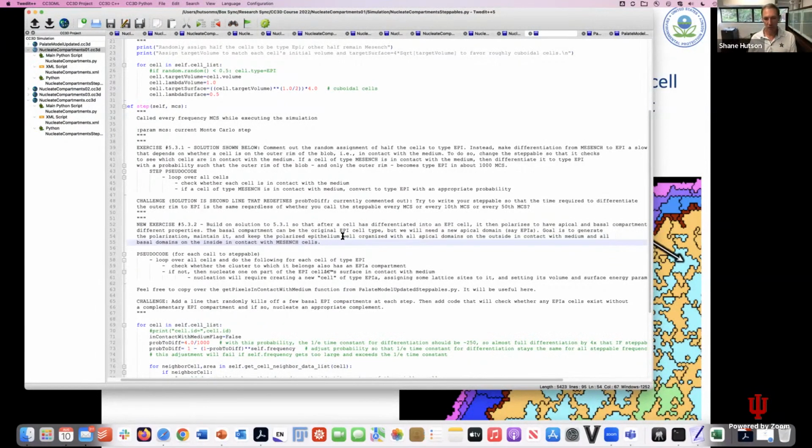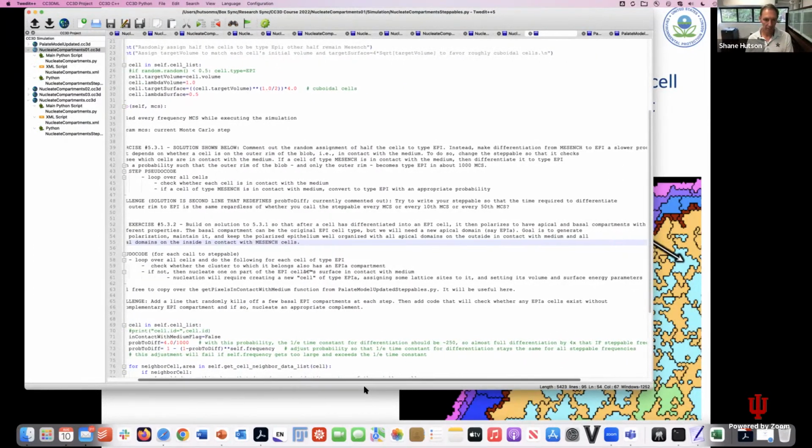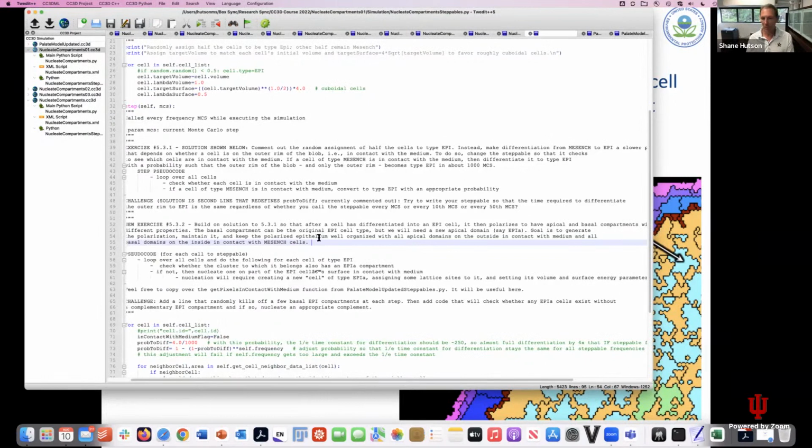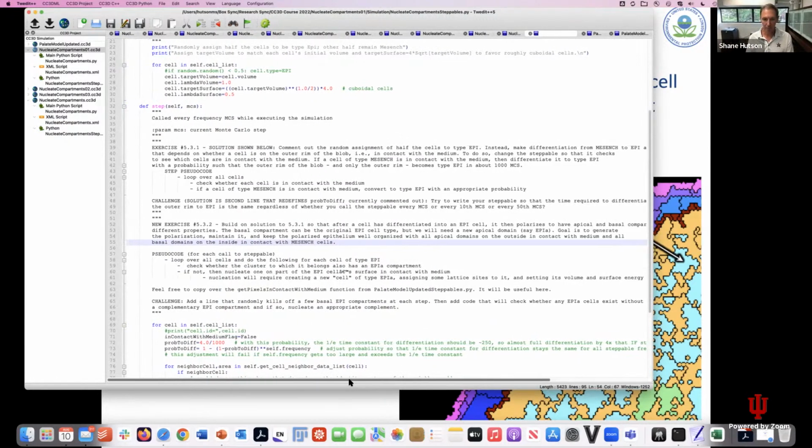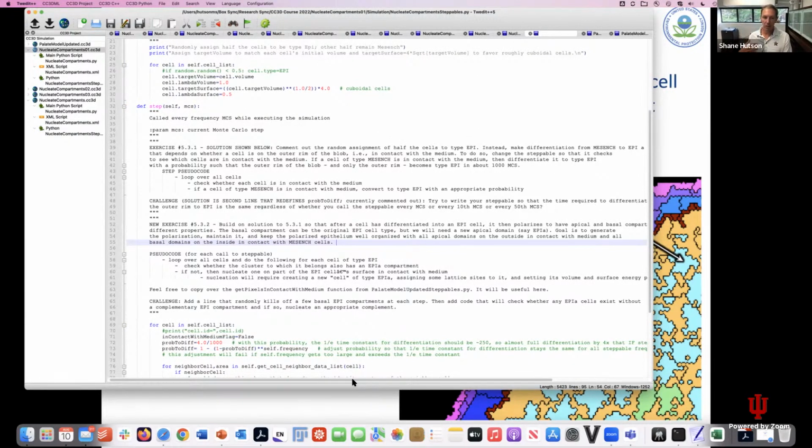Build on this solution so that after a cell is differentiated into an epicell, it polarizes to have apical and basal compartments with different properties. The basal compartment can be the original epicell type, so we can stick with that. But we need a new apical domain. I often use epi and then a lowercase a, for example, to represent it being the apical compartment. The goal is to generate the polarization, maintain it, and keep the polarized epithelium well organized with all the apical domains on the outside in contact with medium and all the basal domains on the inside. All right, so that's the goal.